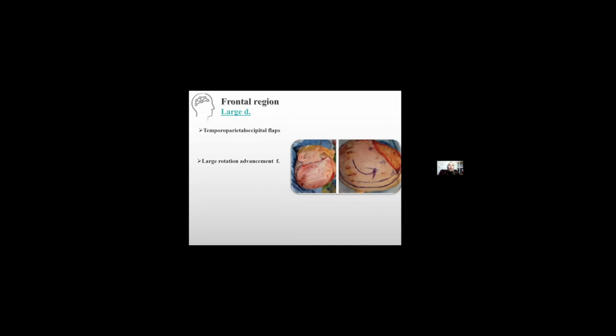A large defect can be reconstructed with the temporoparieto-occipital flap and the large rotation advancement flap. For those flaps, the incision usually needs to be 4 to 6 times the defect, and we need skin grafting to the donor site. The third option is the tissue expansion technique, used when the defect size is as much as 50%. A highly aesthetic result can be obtained by this technique, but it's not preferred in many patients because it's a two-stage procedure.